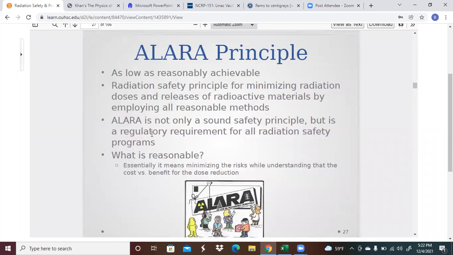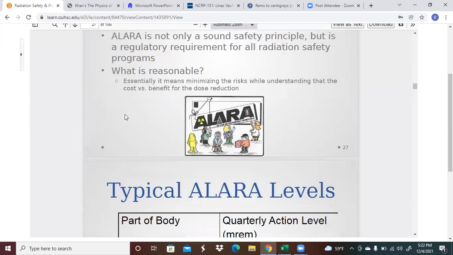So again, the ALARA principle is as low as reasonably achievable. It is a radiation safety principle for minimizing radiation doses and releases of radioactive materials by employing all reasonable methods. ALARA is not only a sound safety principle, but is a regulatory requirement for all radiation safety programs. So define reasonable. Basically it means minimizing the risk while understanding the cost versus benefit for the dose reduction and knowing what that is.